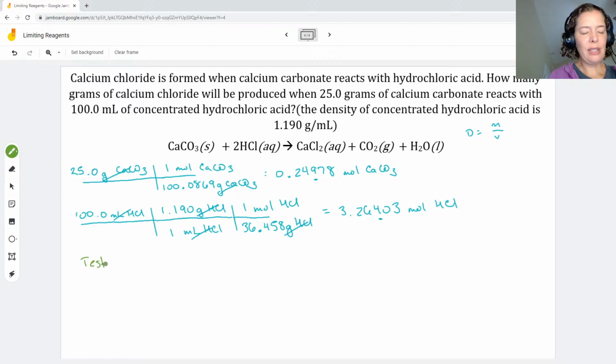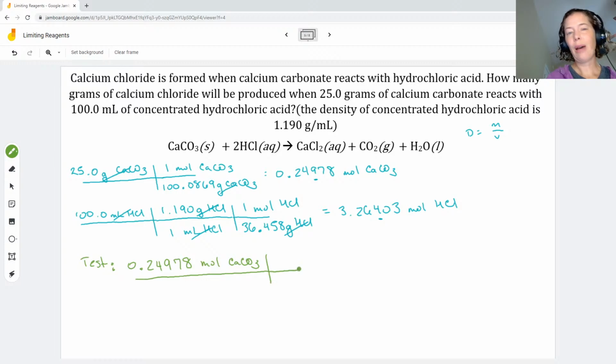Okay, so let's test this out. Again, I'm going to run through the test for both of the reagents, but you only have to do one. So let's start with our moles of calcium carbonate. So I have about 0.25 moles of calcium carbonate. If I'm going to use all of that up, how much hydrochloric acid do I need? Okay, I need my stoichiometric ratio between calcium carbonate and hydrochloric acid, which thankfully is given to me in my balanced chemical equation. And that is simply a 1:2 ratio.